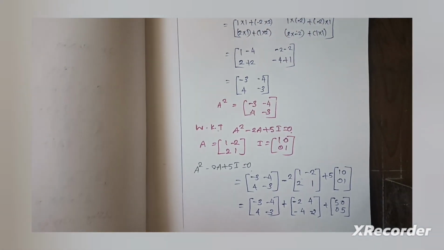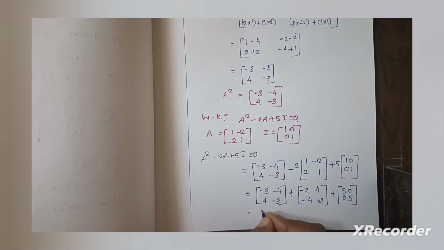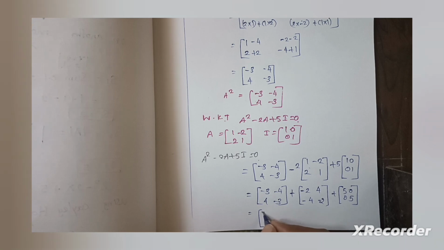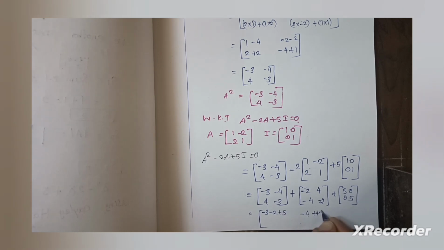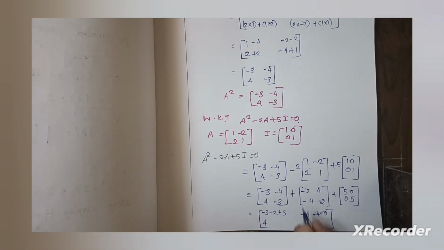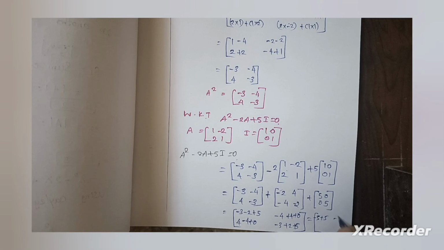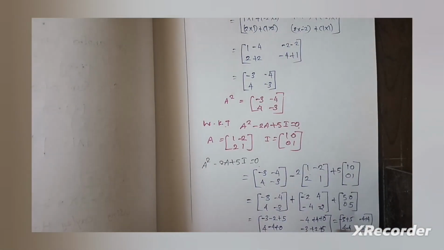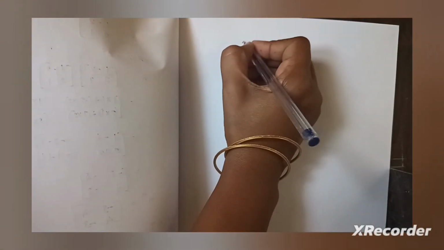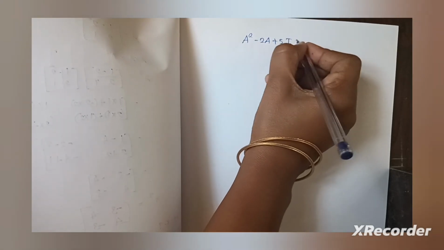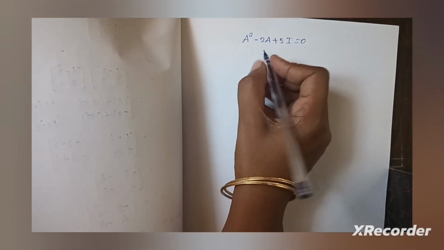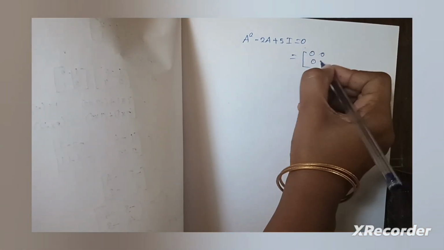Next we have to add. Minus 3 minus 2 plus 5. Next minus 4 plus 4, 0. Next 4 minus 4, 0. Next minus 3 plus 2 plus 5. Minus 5 plus 5, 0. So minus 4 plus 4, 4 minus 4, minus 5 plus 5, so we get 0. All are 0. So this equation gives A squared minus 2A plus 5I equals 0. This equation proves 0, 0, 0, 0. This is verified.